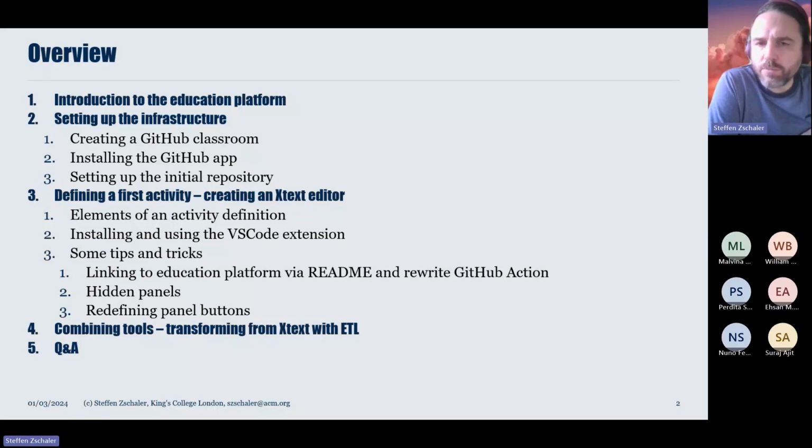We'll start by setting up a GitHub Classroom in the back end, so that we have somewhere for our code to go and an easy way of sharing that code with students. Then from there we'll build initially a simple first activity which allows students to create an Xtext editor in their browser, and then we'll take a next step and extend that and combine it with a different MDE tool. I've chosen ETL, the Epsilon Transformation Language tool, to combine it with, and I'll show you how you can put these together and make it work in the browser quite easily. And then we'll have some time for Q&A.